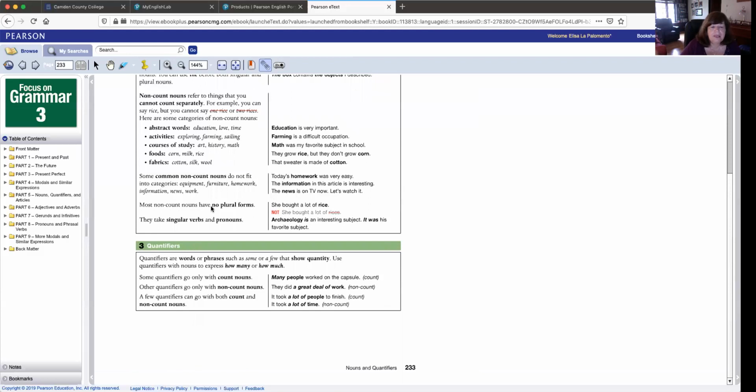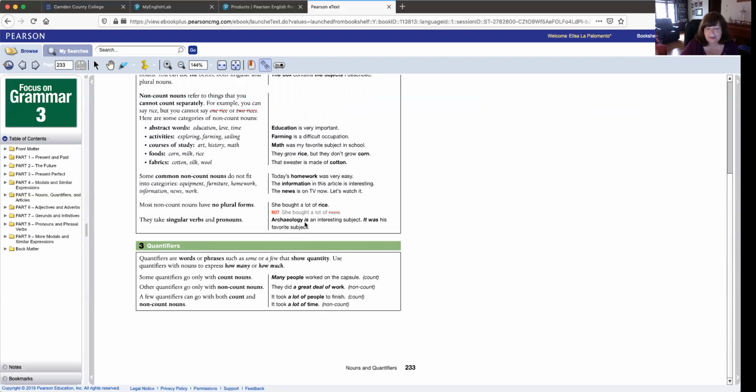And most non-count nouns have no plural forms, okay? So she bought a lot of rice. We cannot say she bought a lot of rices. He drank a lot of milk. We cannot say he drank a lot of milks, okay? No S at the end. And again, it repeats that they take singular verbs and pronouns.